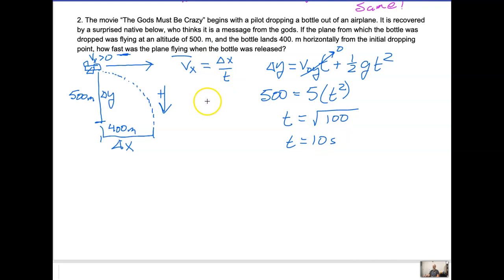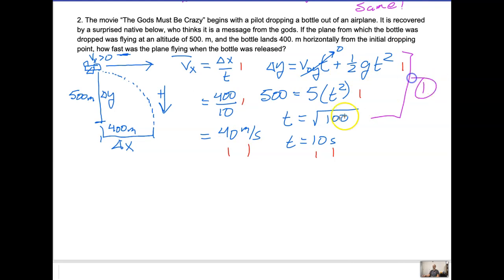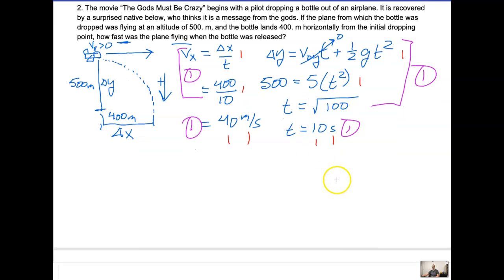Now we can plug everything into this equation in order to find the speed. So our delta x is 400. We know our time is 10. So that would give us 40 meters per second. Again, scoring for me would be 1, 2, 3, 4, 5, 6, 7, 8. Scoring for the College Board or for the AP test, you would get 1 point for this, 1 point for this, 1 point for these things, and 1 point for your answer and your units. Let's go on to the next one.